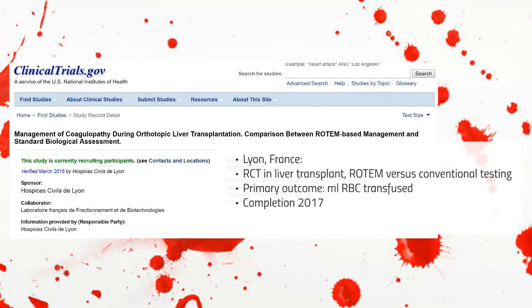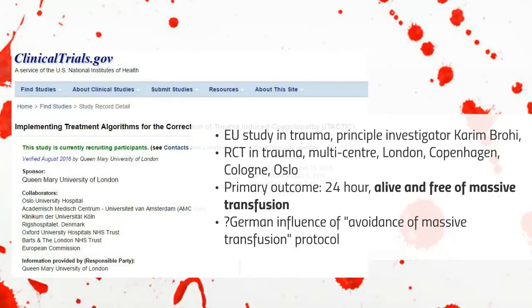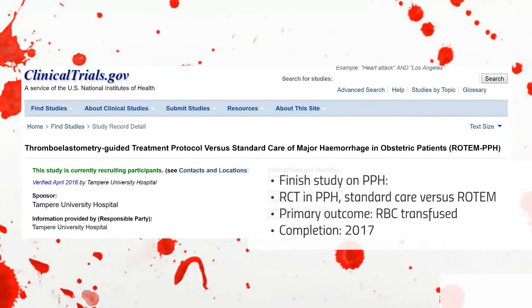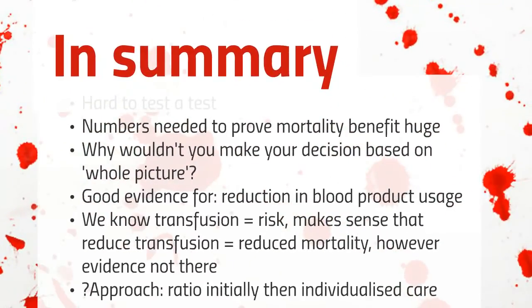It's being used in liver transplant versus conventional coag testing. This is an interesting one because of the main author, Karim Brohi. He's a very famous trauma surgeon in London, and he's looking at a very patient-centered outcome of 24-hour alive and free of massive transfusion. This is comparing ROTEM to regular coagulation protocols. It's also being used in PPH. So, in summary, you can't really see it there, I'm sorry, it's hiding.